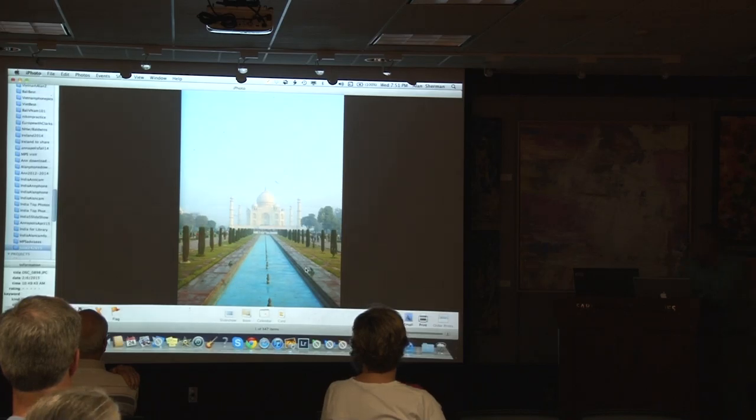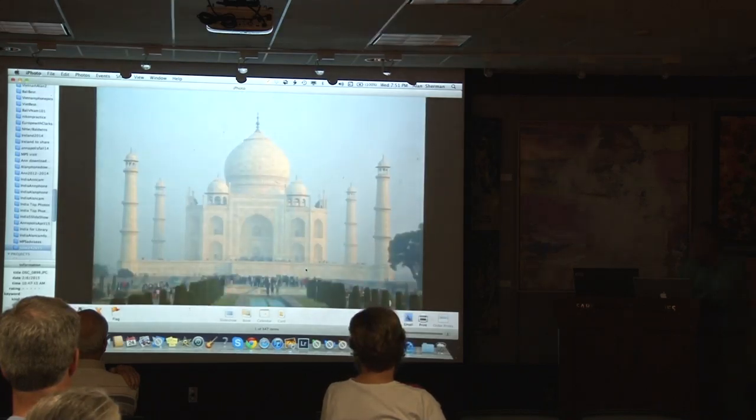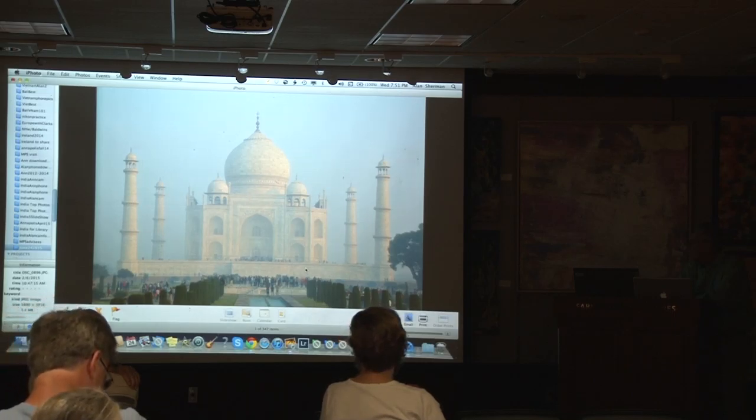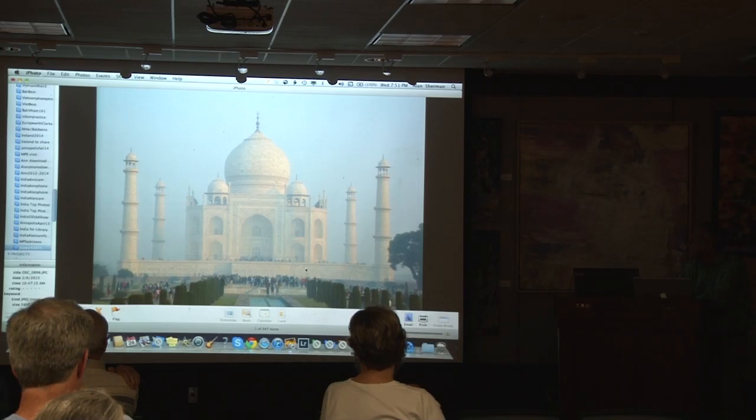So, here are some views that you are familiar with. If you look at the size of the people, the scale is quite enormous. I think the top of the dome is something like 150 feet off the ground.